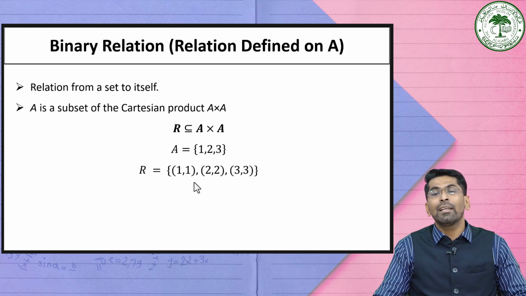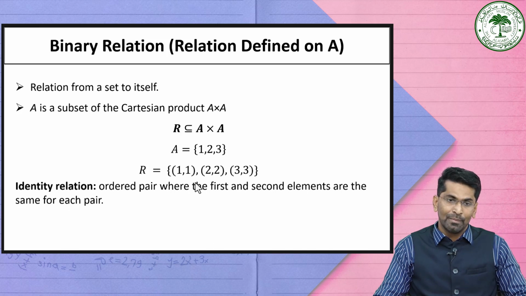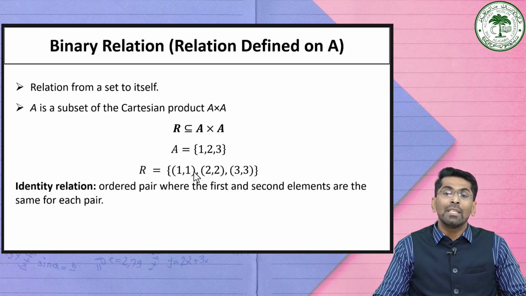It is a special case of a relation which is generally known as the identity relation, that is (1,1), (2,2), (3,3). It is called an identity relation because it is an ordered pair where the first and second elements are from the same set, the same for each pair.